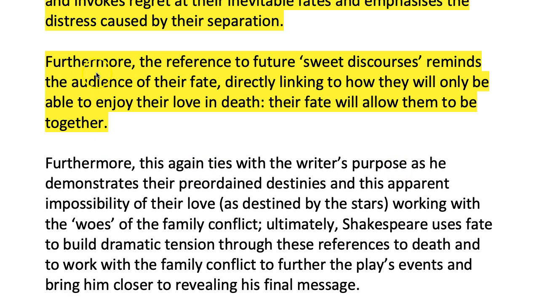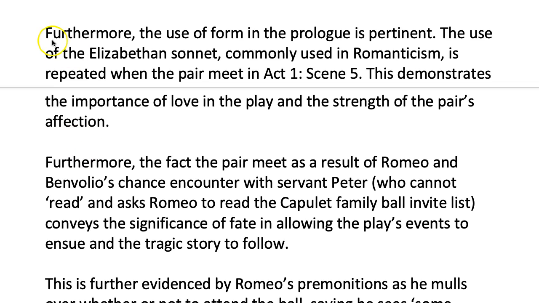You will notice a lot of Thomas's paragraphs begin with the same connective, "furthermore". Here are two more examples from earlier in the text. "Furthermore, the use of", "furthermore, the fact", the pair.